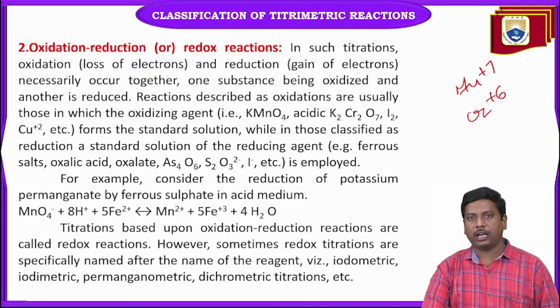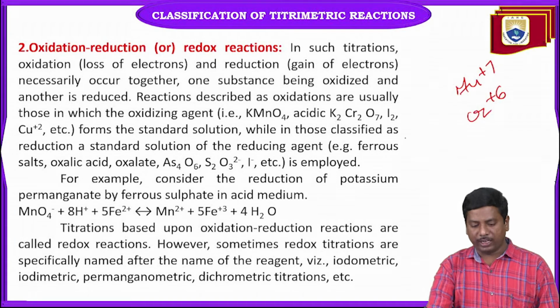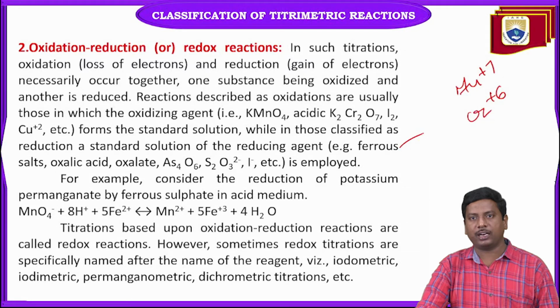Okay, and iodine and copper are also examples of oxidants, and they form a standard solution, while a reductant is classified as a standard solution of a reducing agent. The examples of the reductants are the ferrous salts like ferrous ammonium sulfate and ferric ammonium sulfate, and also oxalic acid, arsenic oxides, thiosulfates and iodines, etc. All of these come under the category of reductants.